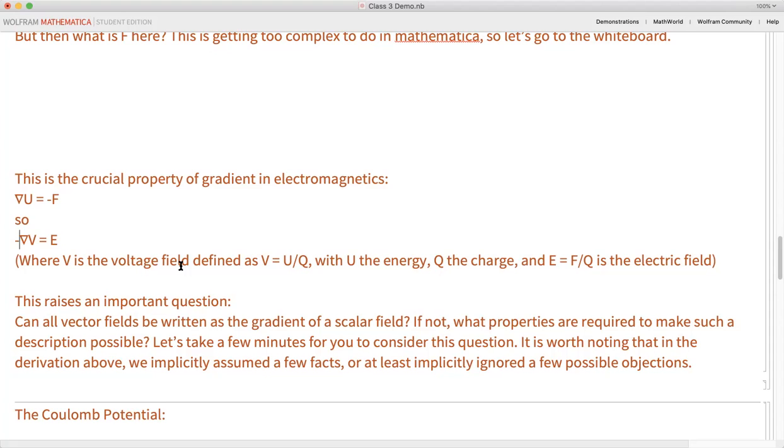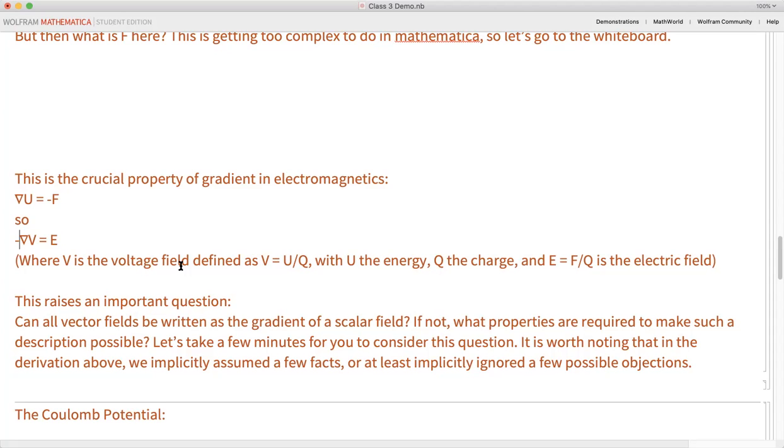So what's the gradient of something that has only a z component? Its gradient is going to be the up z direction. So the negative of that gradient is going to be downwards in the z direction. What always points downwards? I mean, that's just gravity. That's gravitational force. Clear as day.